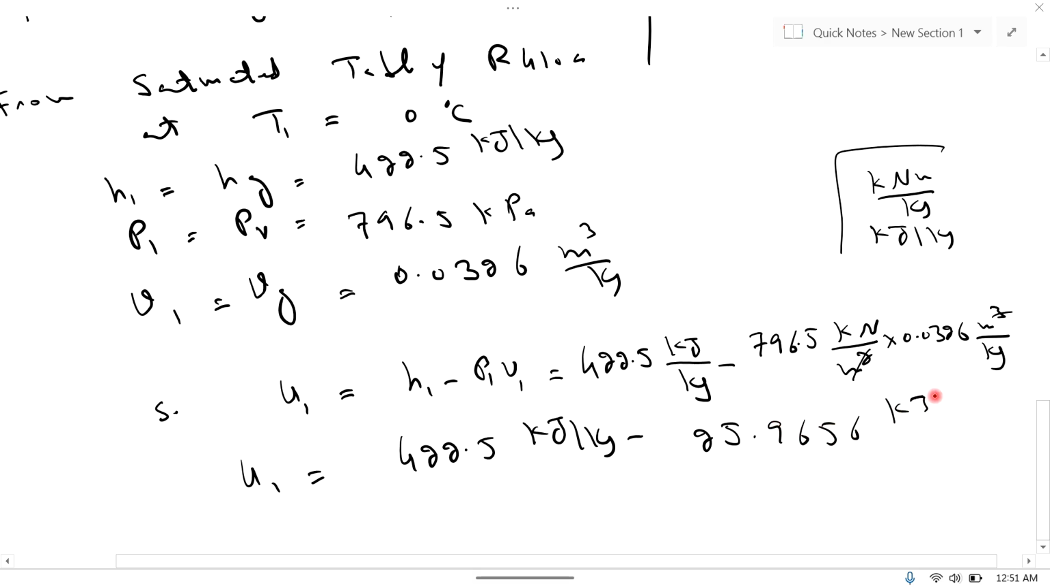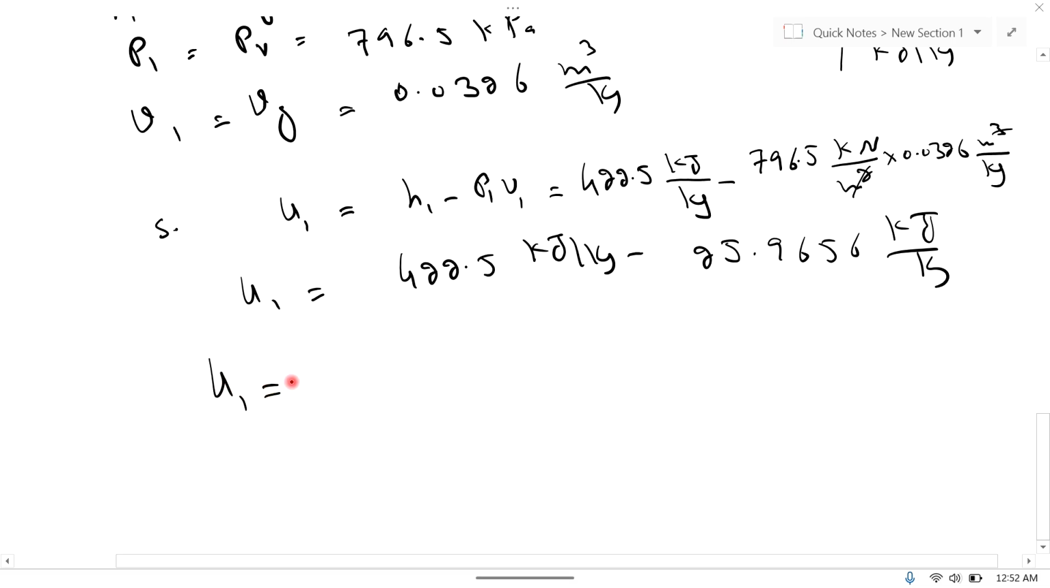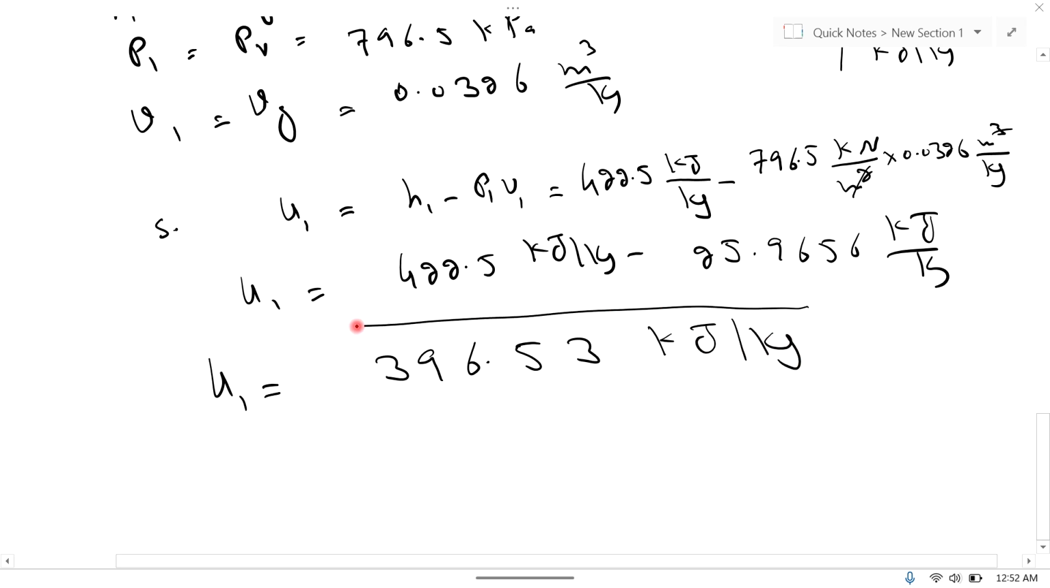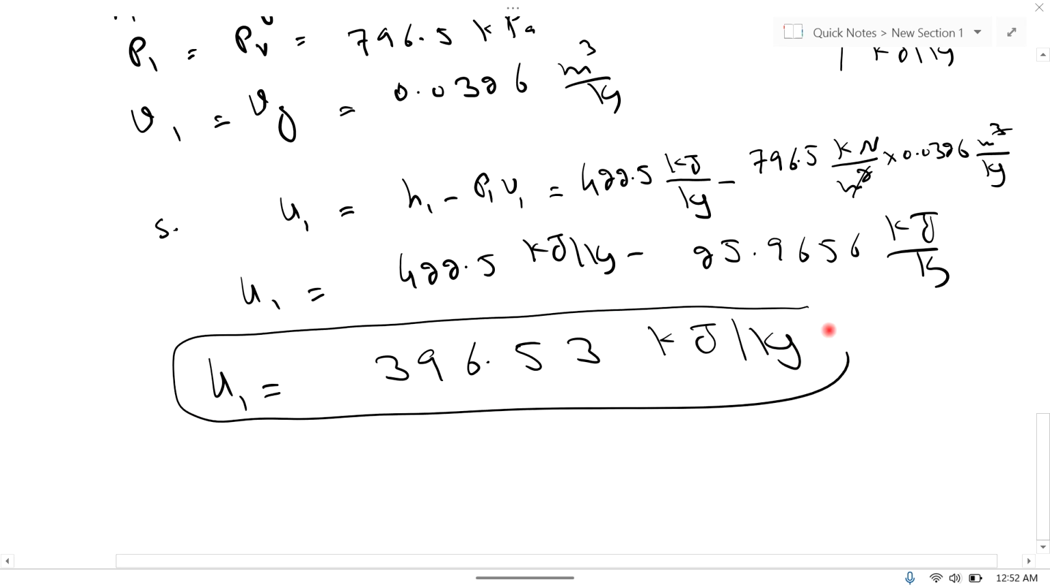25.9656 kilojoule per kg. So U1 is equal to 396.53 kilojoule per kg. This is U1. Now we are finding U2.